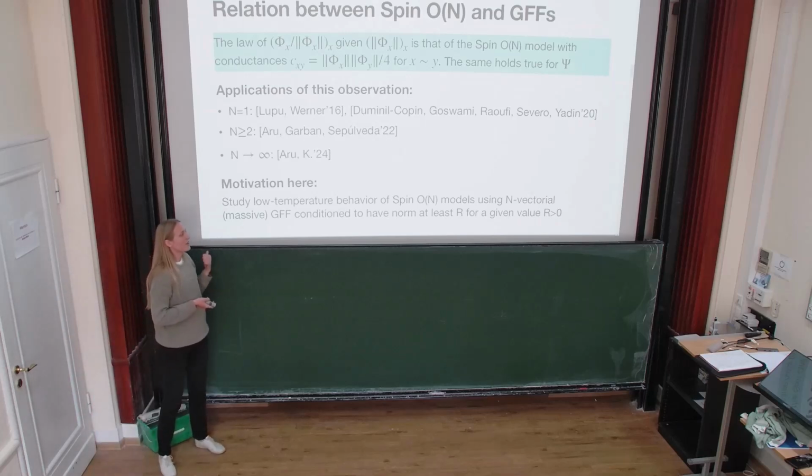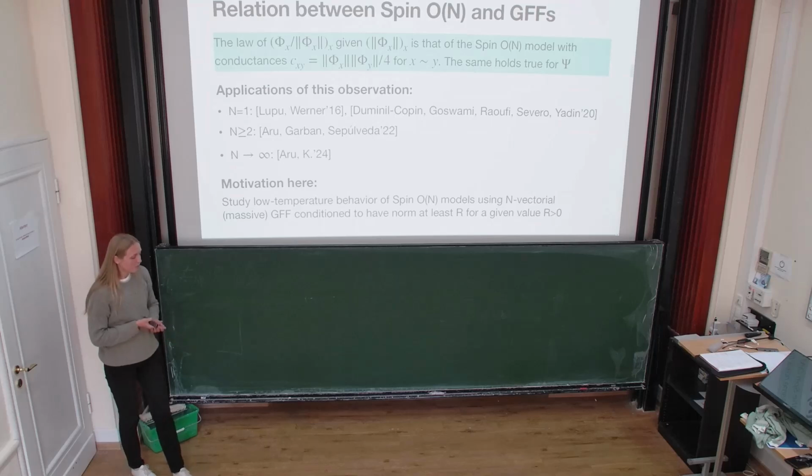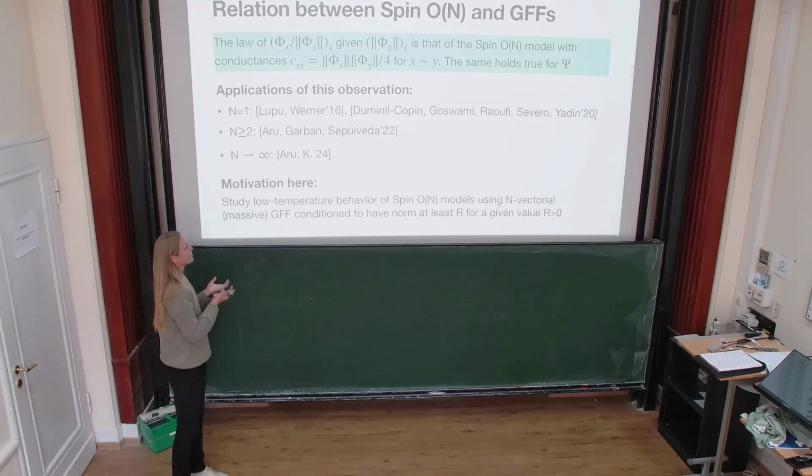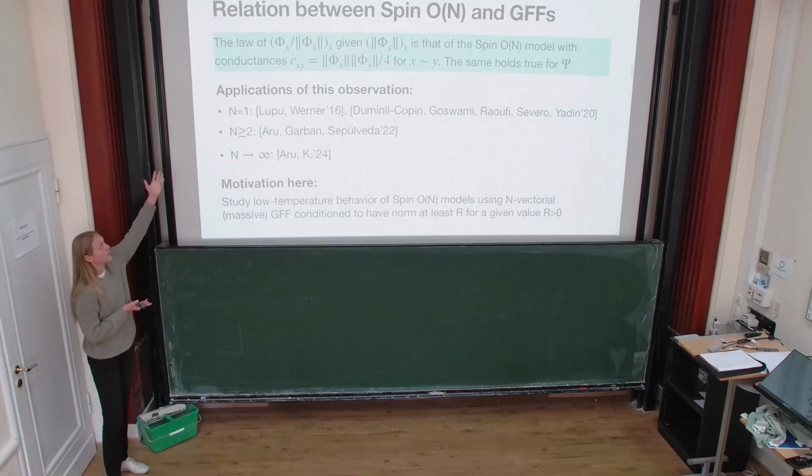We also, with my advisor, studied the n to infinity case. So what's the motivation here? We want to understand the low temperature behavior of spin O(n) models. And we now know that there is some sort of relation, so that one can instead look at these spins generated by the Gaussian free field.